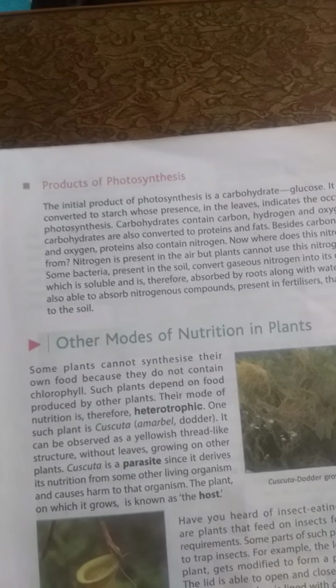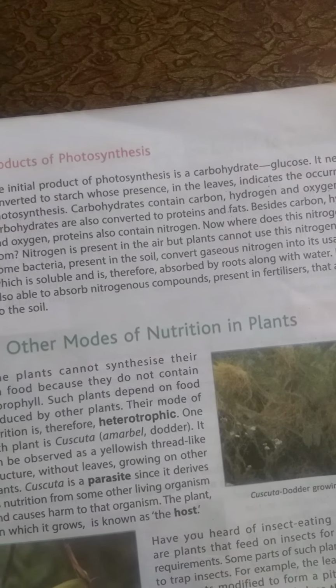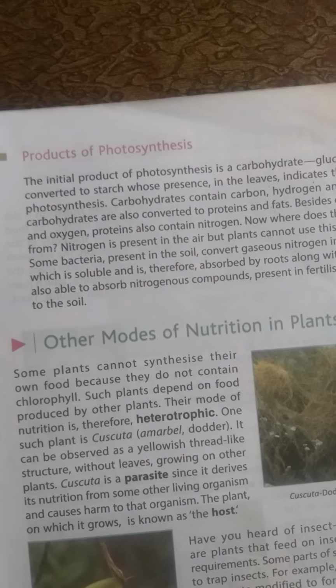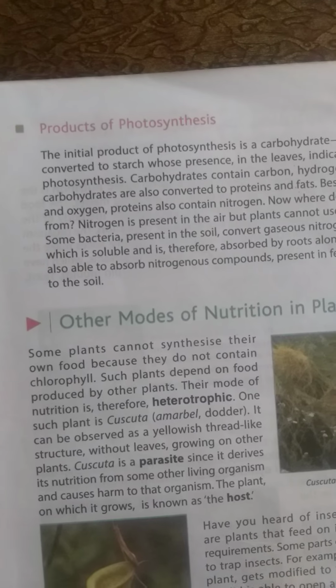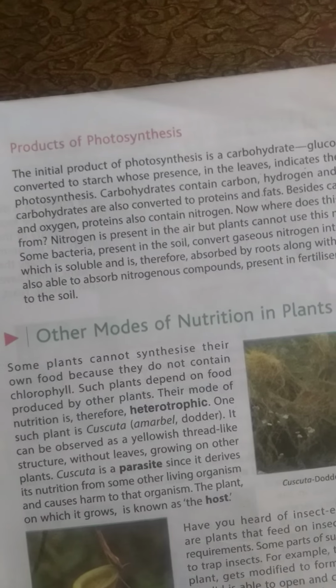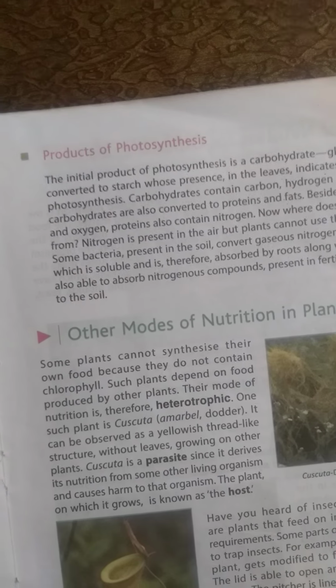So that's all about the photosynthesis. And in the last part, I would like to tell you about the products of the photosynthesis. When the process of photosynthesis takes place, the final product formed is carbohydrate. Carbohydrate means, we can say, it is glucose. Now all this glucose is used by the plants, but some of the glucose is not used. So such extra glucose is converted into starch, and it acts as a reserve food material.